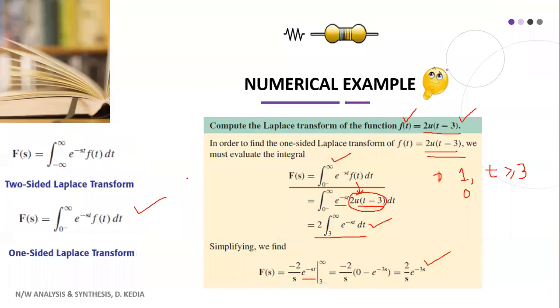So what is f(t)? Here our f(t) is u(t), and the Laplace transform of u(t) is 1 by s. This we know. And now we need to find the Laplace transform of u of (t minus 3), meaning time shifting. So if we do that, the Laplace transform of u(t minus 3) will come out to be 1 by s, now times e raised to power minus as.